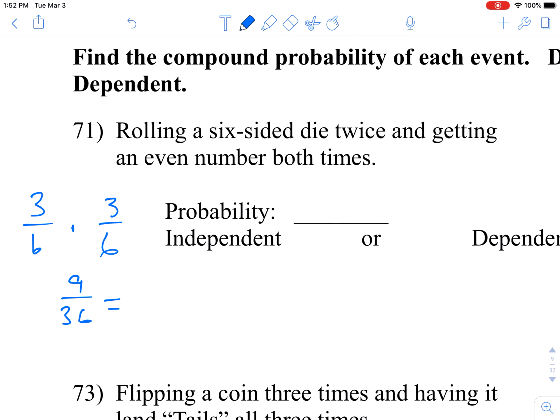We want to reduce that. Both these numbers are divisible by 9, so 9 divided by 9 is 1, and 36 divided by 9 is 4. So 1 out of every 4 times, you're going to get an even number 2 times in a row. Now we have to determine, is this event independent or dependent? So the probability was 3 out of 6 for the first event. The second event was still 3 out of 6. The event didn't change. So that means that it's independent. And you'll see what I'm talking about here in a second.